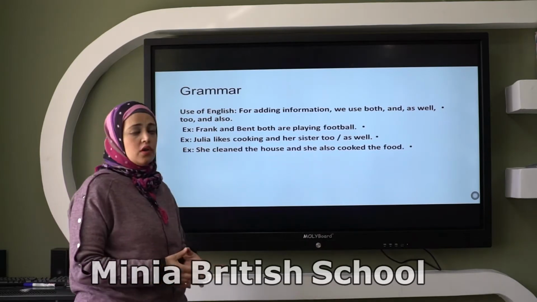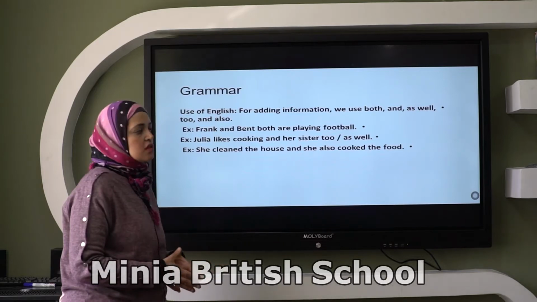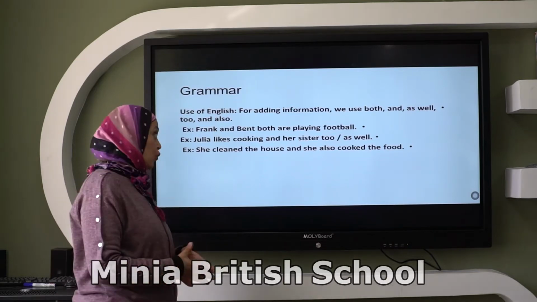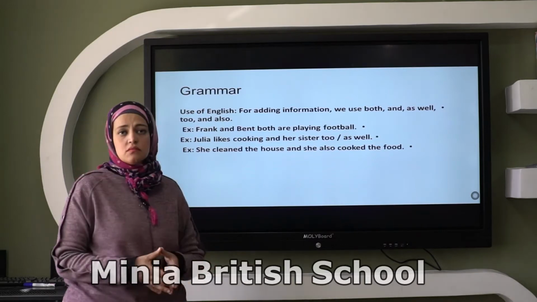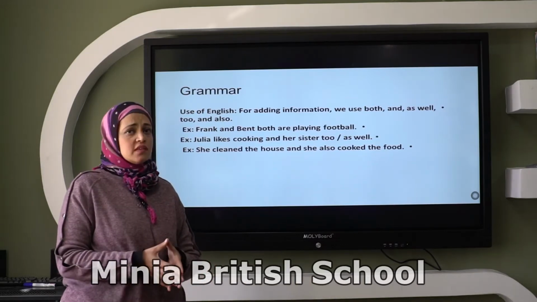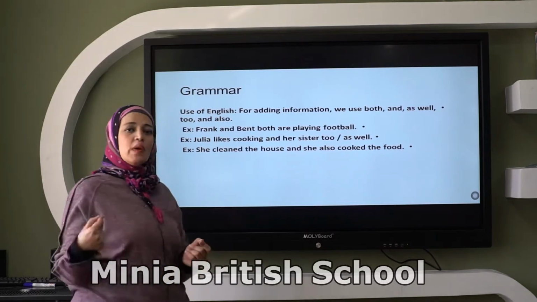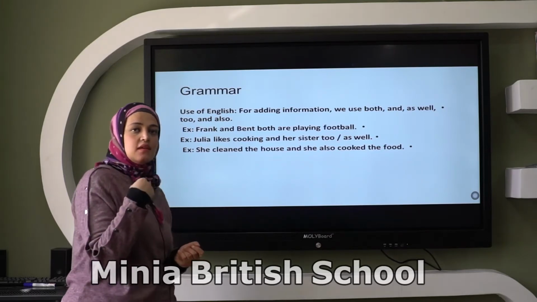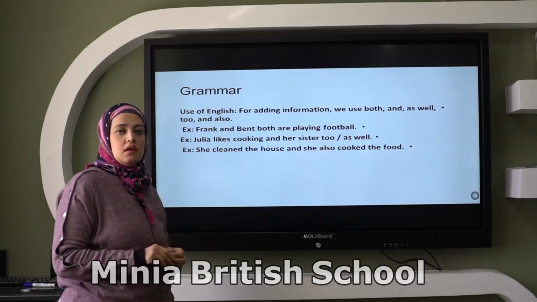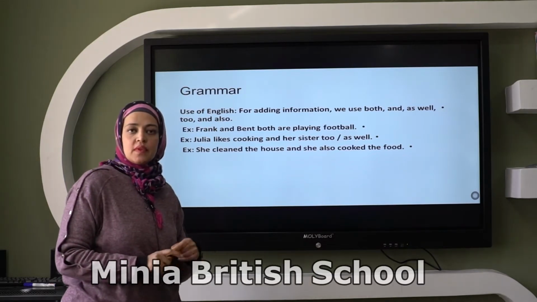Here is the last one we have: she cleaned the house and she also cooked the food. So she cleaned the house and she cooked the food. It's already right if I didn't use also. But I want to add, as we said, to my information that she also did that.